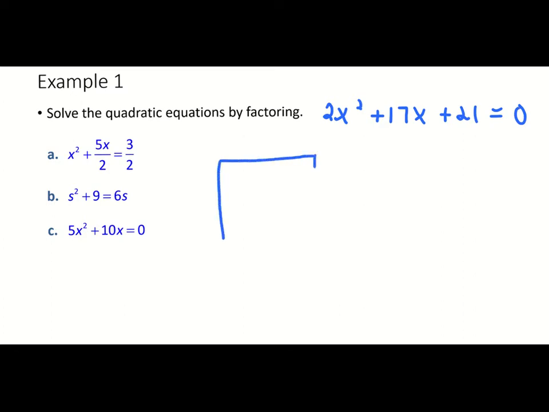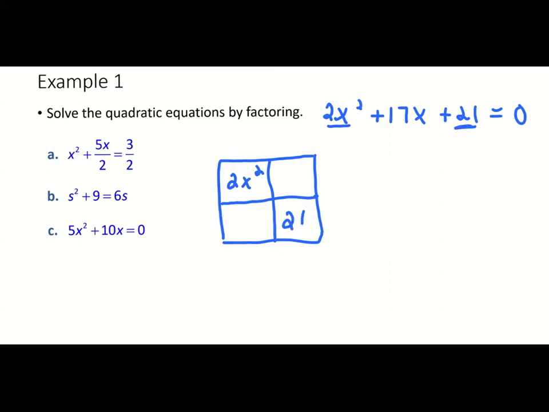But I'm going to draw my box. And in the first box is always your first term. So my 2x squared goes there. I don't worry about the signs of the numbers within my box. My last number always goes in the last box.